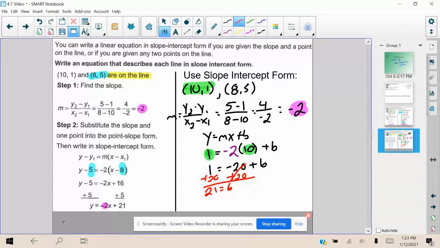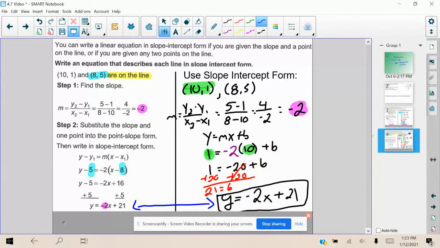So now we're going to take that and apply it into slope-intercept form. Our slope was negative 2. So we add our x, and now we add 21. And again, notice it's the exact same thing as we did over on the left-hand side with the other coordinate point. We used 8, 5 on the left-hand side. We used 10, 1 on the right-hand side, and we still end up with the same equation. So there's a lot of different ways to go about it. It's whatever you feel most comfortable doing.